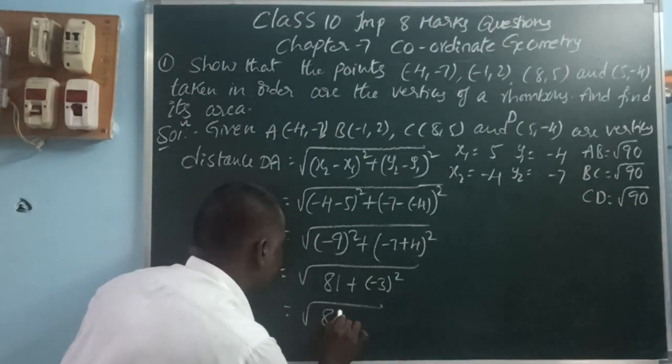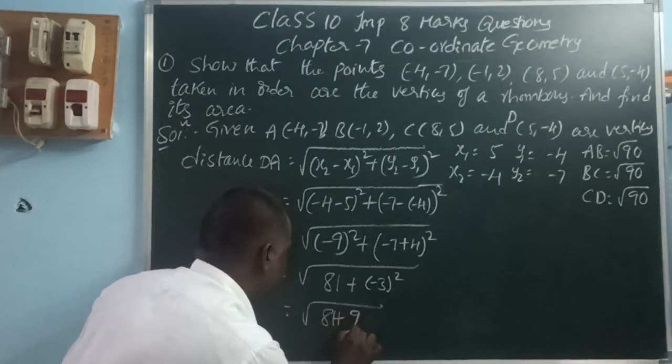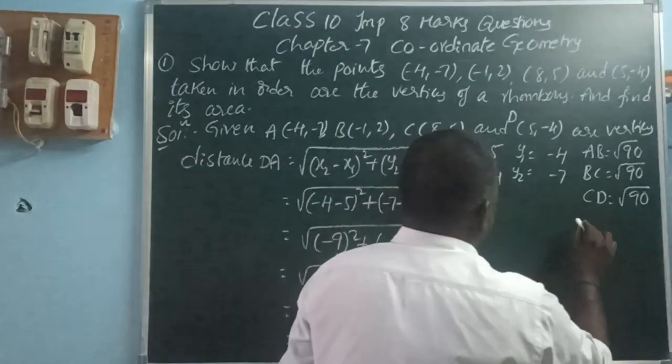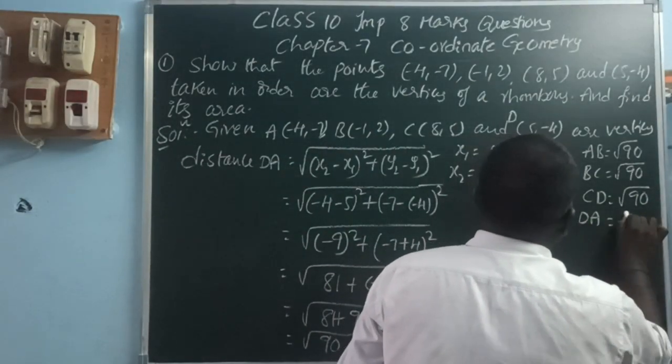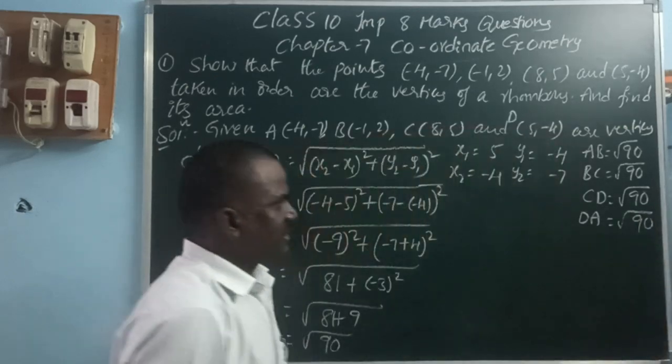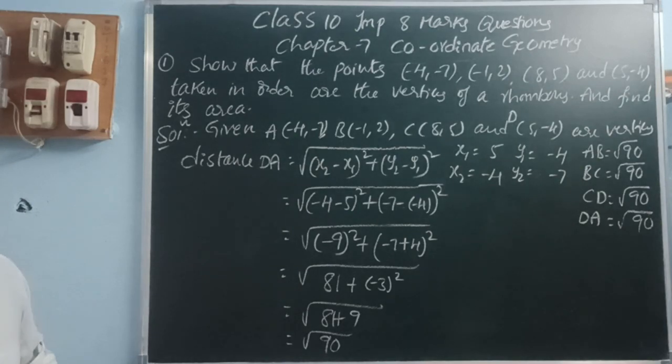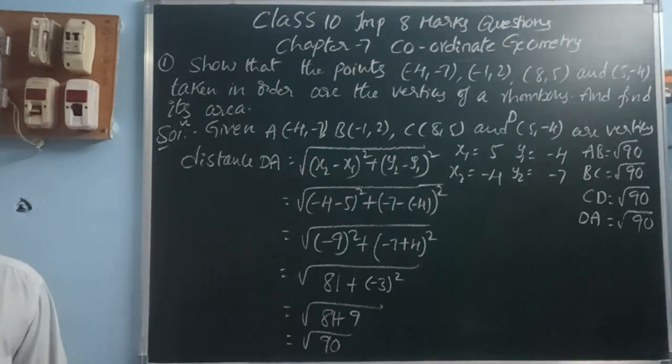Square root of 81 plus minus 3 whole square, 9. So square root of 81 plus 9, how much? 90. So the length of DA is how much? Square root 90. So here adjacent sides are equal. Next we can find the diagonal length. If the diagonal lengths are equal, it becomes a square.